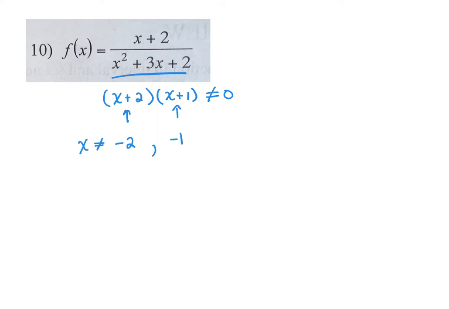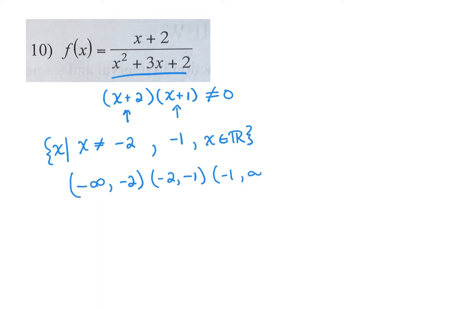Okay, and that's your set notation. Can't be those two numbers or we have a problem. And then interval notation, just go from -infinity to the first one, to the second one, and that last one to positive infinity.